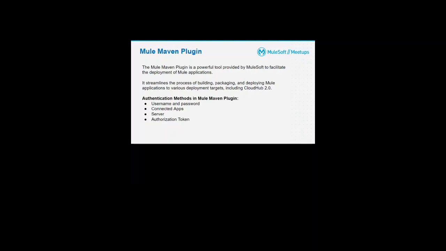Some key features and benefits for Mule Maven plugin are simplified deployment. This plugin simplifies the deployment process by abstracting the complexities of packaging and deploying Mule applications. Developers can focus on writing code and let the plugin handle all the deployment logistics. Then CloudHub 2.0 integration. The Mule Maven plugin seamlessly integrates with CloudHub 2.0, enabling easy deployment to the MuleSoft CloudHub platform.